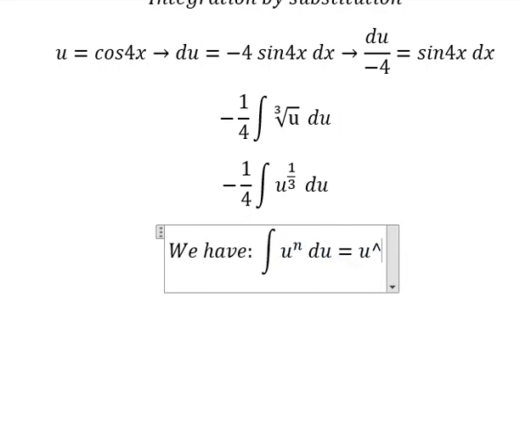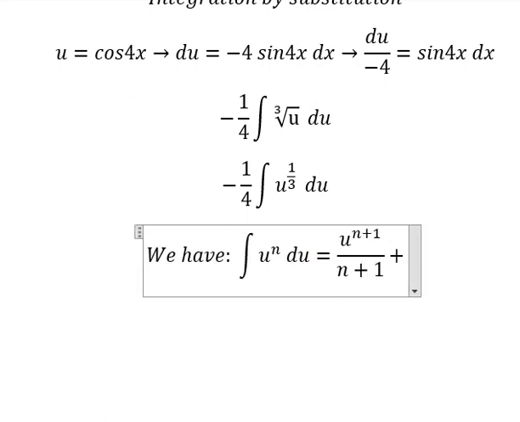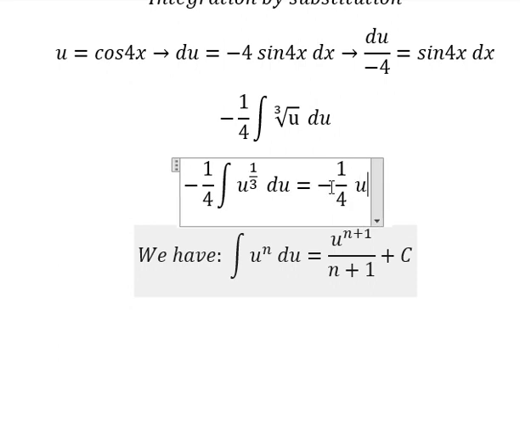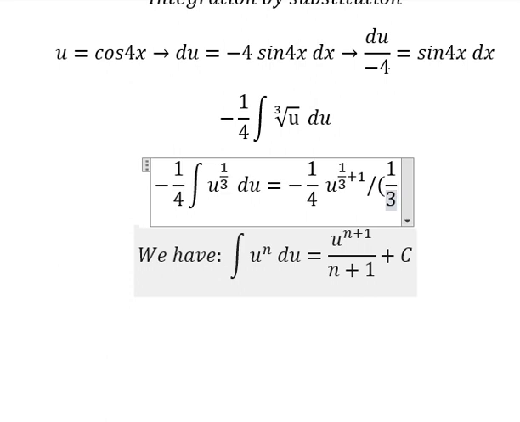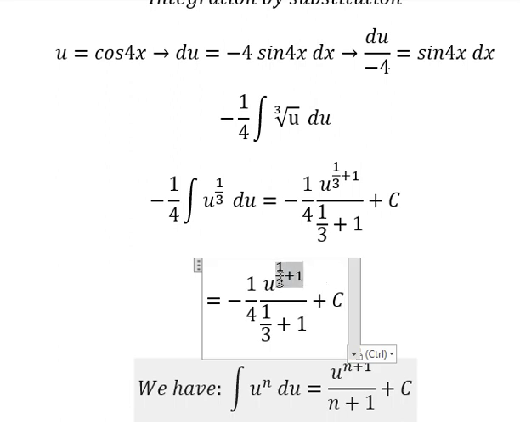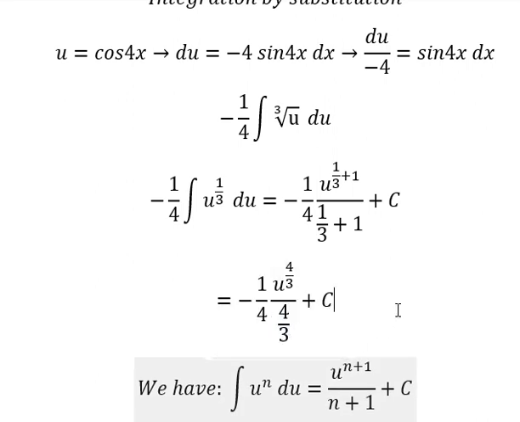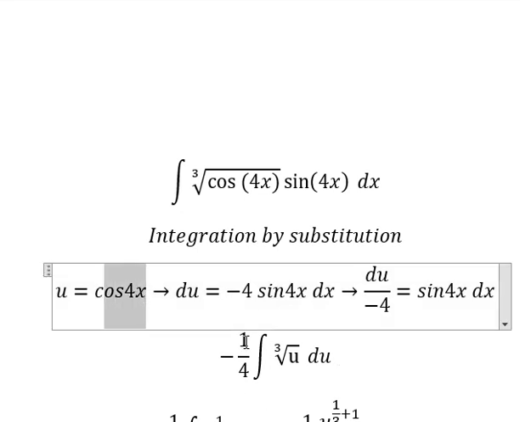So we have u to the power of n plus 1 over n plus 1, and I will put plus c. Now we can apply this formula here. So this one we have 4 over 3. This one we have 4 over 3. Then u is cosine 4x.